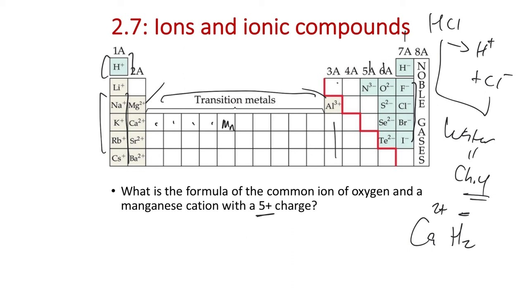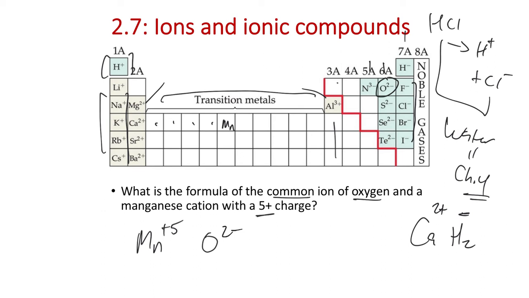What we're going to do, though, is build a nomenclature system where we either tell you the charge of the metal or you can infer it from other information in the formula. So if we tell you manganese has a charge of +5, and it's pairing up with the common ion of oxygen, which is O2-, the charge of oxygen is 2-, and the charge of manganese is 5+.